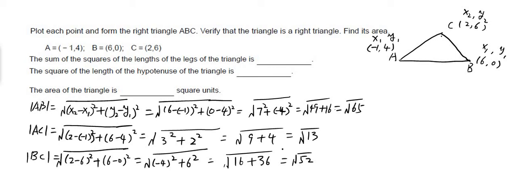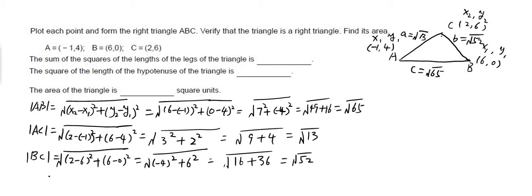Okay, and compare the lengths of these three sides. We can easily tell which one is bigger. Of course, AB is the biggest one. So AB is the hypotenuse. The hypotenuse should be c. And for AC, we can say that is a, square root of 13, and b is square root of 52.